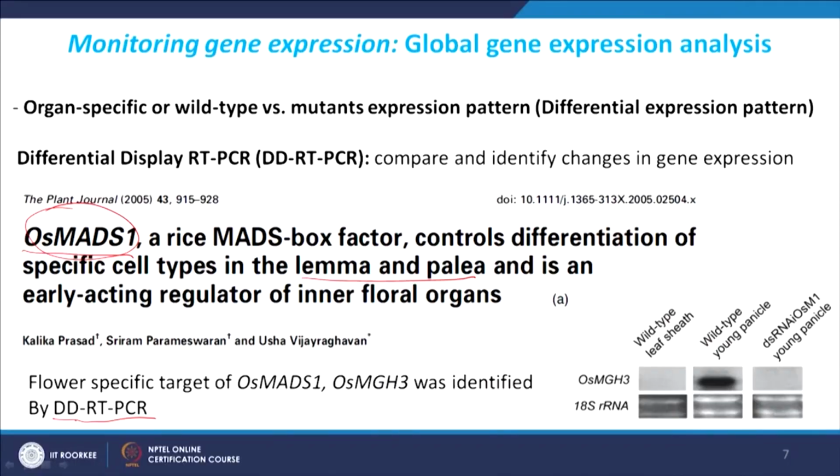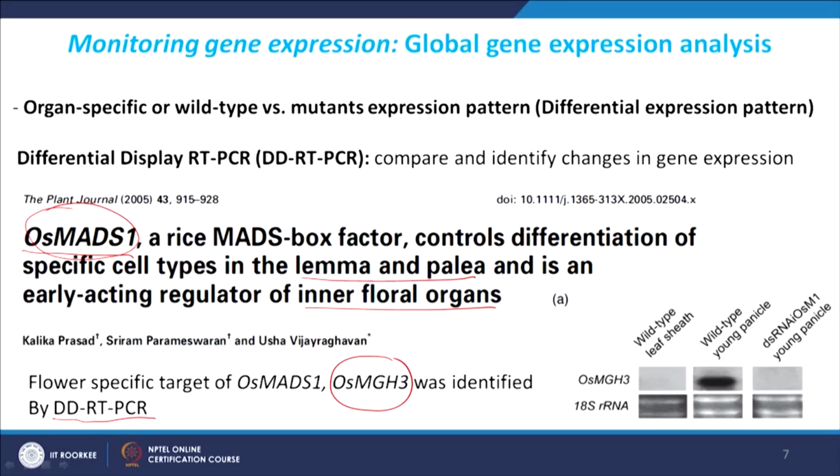To identify such genes, differential display RT-PCR was taken up, and one such gene was identified, which was OSMGH3. It was shown that OSMGH3 was expressed in the inner floral organs. If you look at this northern blot and the expression pattern of OSMGH3, you can see that in wild type leaf sheath it is not expressed, whereas in the young panicle, which is the inflorescence in case of rice, it has a very high level of expression.